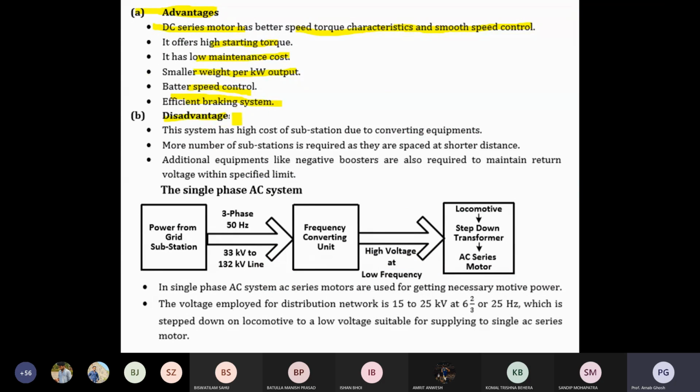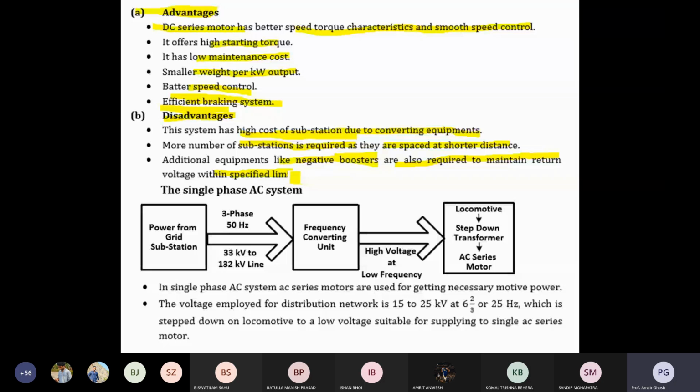Still some disadvantages are there. The system has high cost of substation, due to the converting equipment. Because of the conversion of the equipment, energy losses will be there in the conversion portion. More substations are required, with shorter spacing. Additional equipment like negative boosters is also required for maintaining the return voltage within the specific limit.